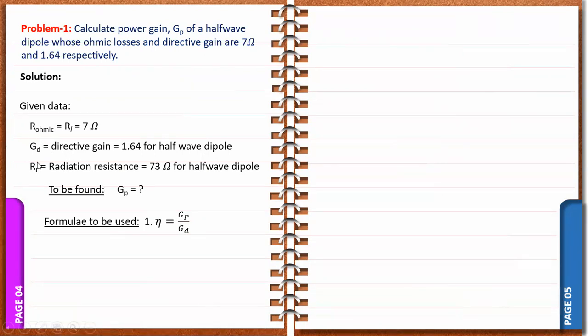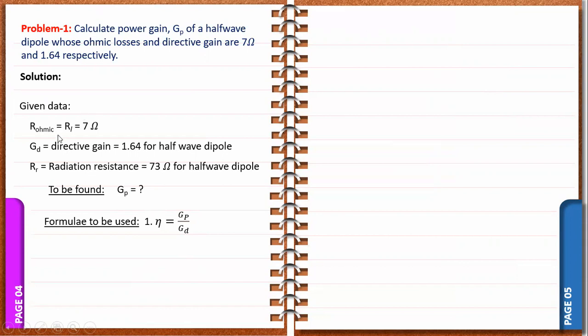So here GD is given and GP has to be found out. We know that GP and GD are related to the efficiency of the antenna. So we have to write that formula. So eta will be GP by GD. By looking at this particular equation, we can't get the solution. Why? Because this efficiency is not given in the problem and we need to find it out.